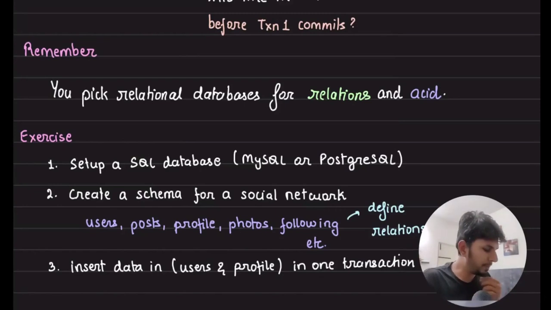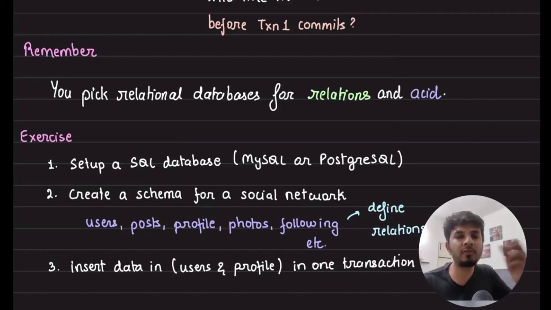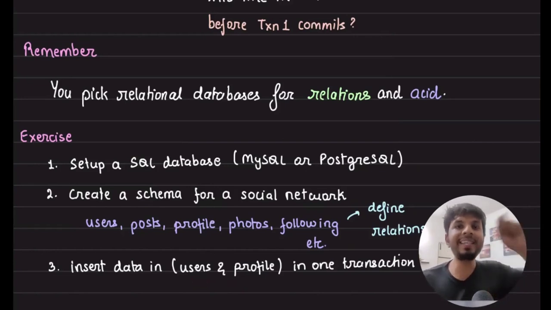This would help you build an understanding of how relational databases are modeled. Go through Google, search it, you'll find some schemas, but explore it on your own. Go through that struggle, go through that grind and understand it in depth. Once you have the schema, at least have your users and profile tables handy. Users is your authentication users table and profile is your detailed profile that we typically have. Now to understand transactions, insert the data in users and profile in one transaction and see what happens.